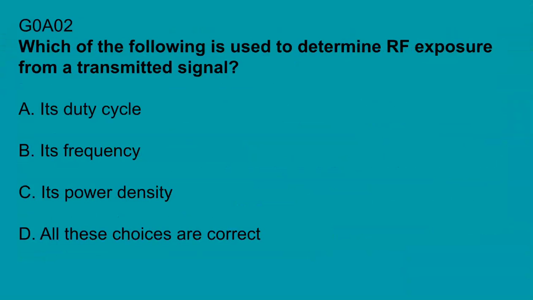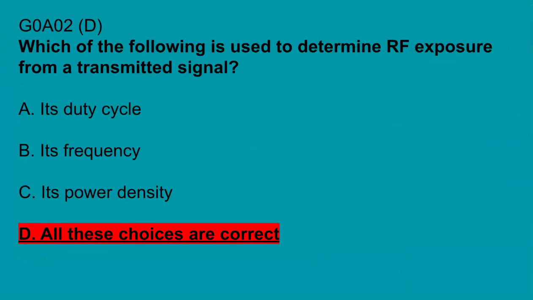G0A02, which of the following is used to determine RF exposure from a transmitted signal? That's all of the above. So it's duty cycle, frequency, and power density.